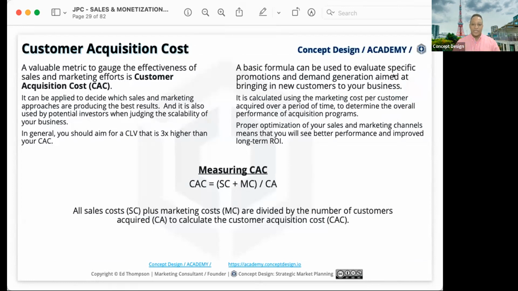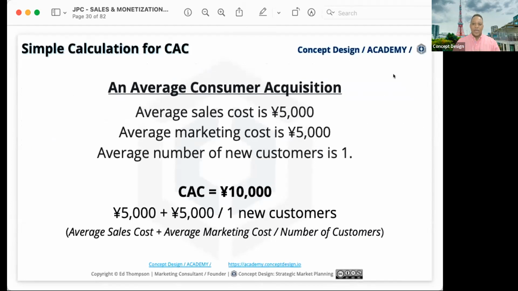The formula is very simple. You basically add the sales cost plus the marketing costs, and you divide it by the number of customers that you are acquiring. And so you can do this per 1 customer, per 5 customers, per 100 customers, per 1,000 customers. And so if the average sale cost is 5,000 and the average marketing cost is 5,000 and the average number of new customers is 1, then to acquire a customer, it costs 10,000 yen.